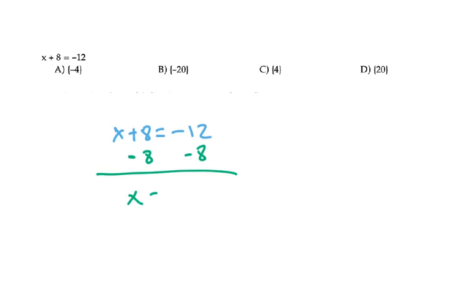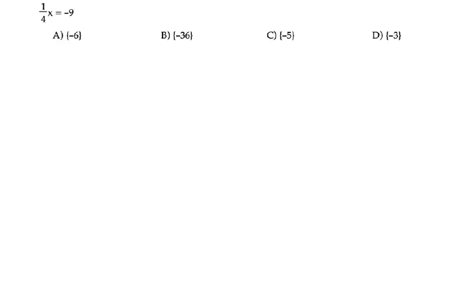Want to stress also that while a byproduct of what you're doing is you're doing the opposite, the real reason why you do the opposite is because you're trying to get rid of the 8. So by subtracting 8, you get rid of the 8, and what you do to one side, you do to the other. In any case, x is equal to negative 20, and negative 20 plus 8 is negative 12. Let's look at the next one.